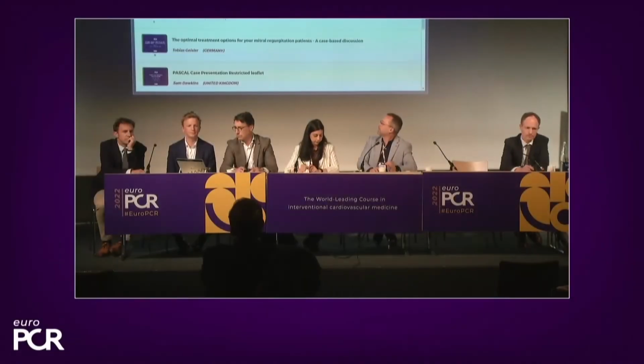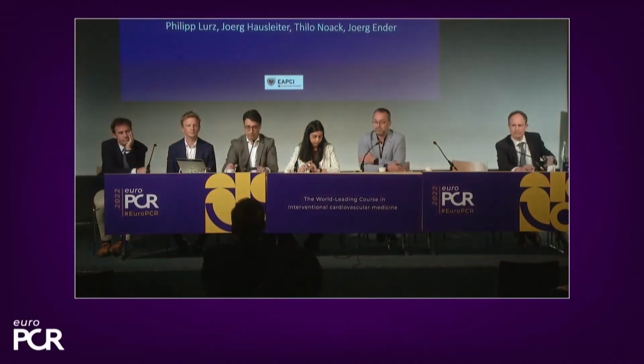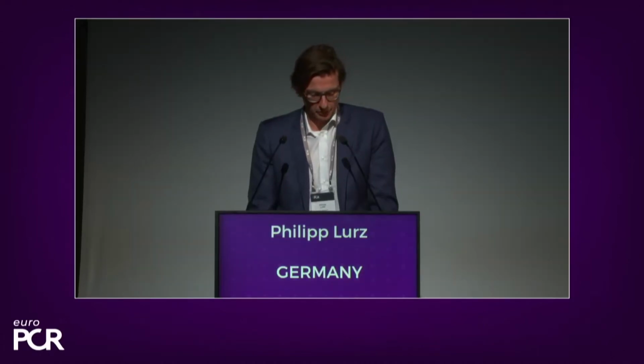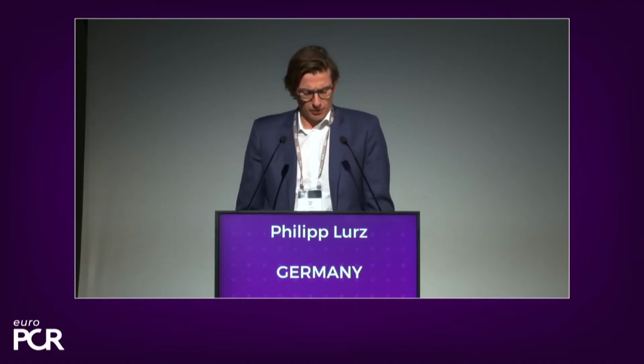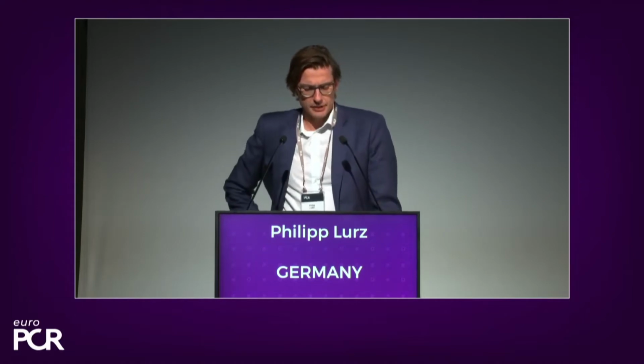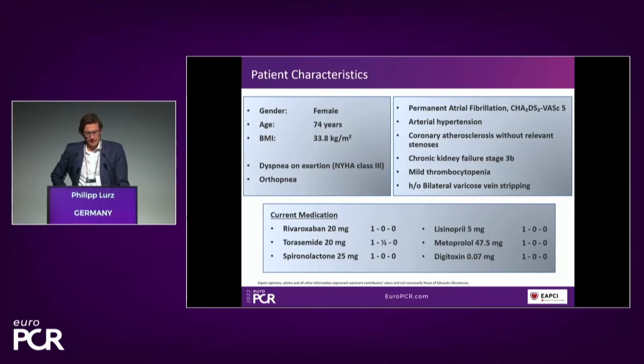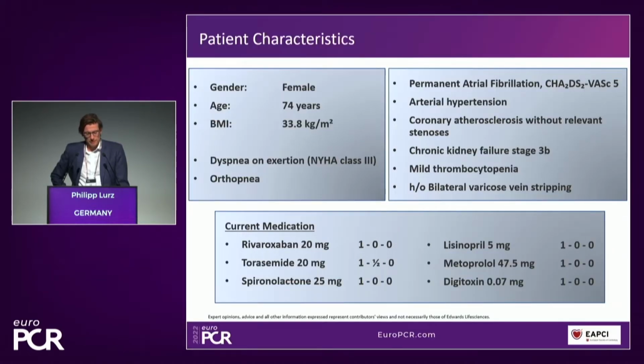So I'm going to give you a short summary of a patient who will be treated later within this session, most likely, you will see. This is a female patient, 74 years old, obese, who presented to us with clear signs of dyspnea on exertion. Her heart failure symptoms actually worsened recently. She's also known to have permanent AFib, arterial hypertension. She has some coronary atherosclerosis, but no relevant stenosis, impairment in kidney function, stage 3B. These are the most relevant comorbidities.